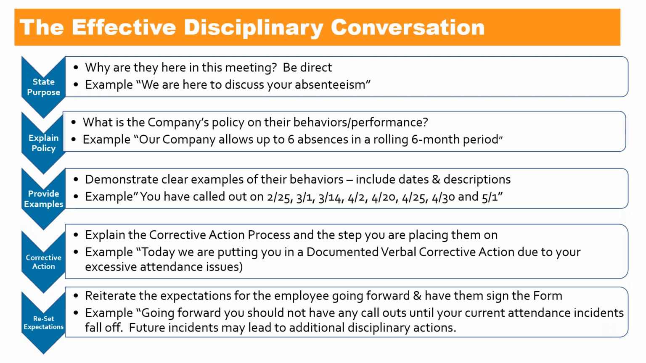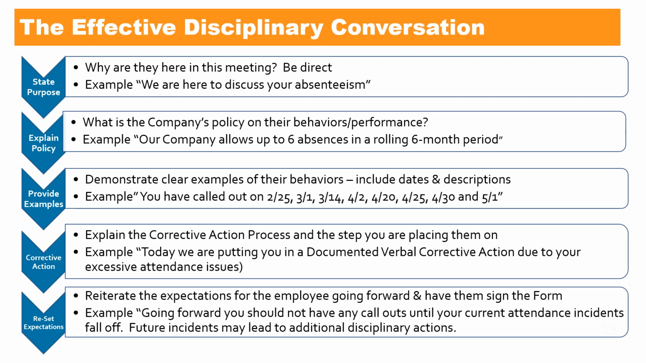For example, your policy might be that your company allows up to 6 absences in a rolling 6-month period. Now you have an expectation to base your whole disciplinary conversation around. It's no longer the manager being mean or picking on someone. It's simply the manager doing their job and upholding company policy. And it really takes the pressure and personal bias out of the conversation, so the employee doesn't take it as personally.